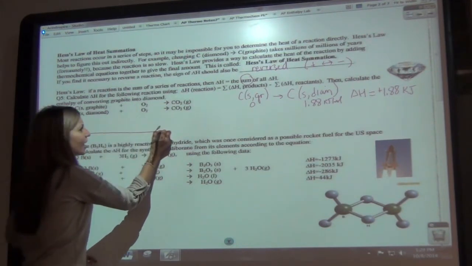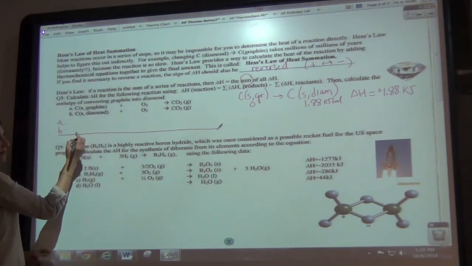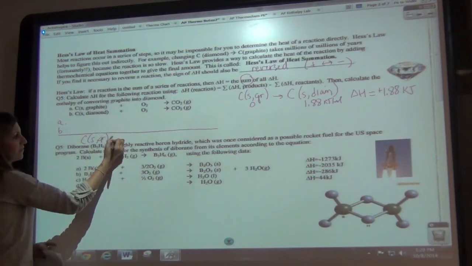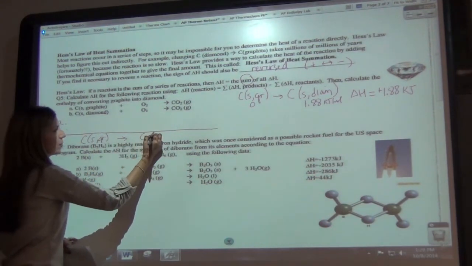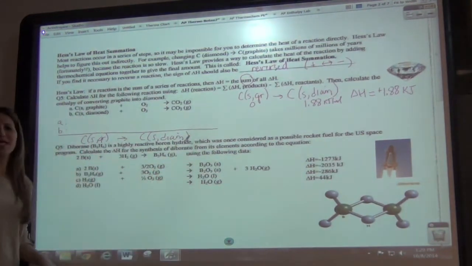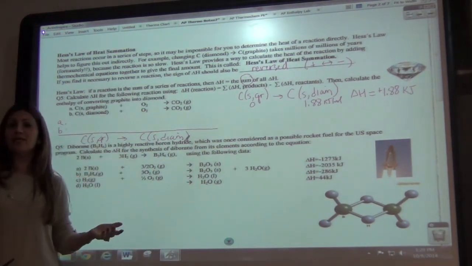And I'm going to do a sum line right down at the bottom. And I'm going to write what I want my final reaction to be. My final reaction is that one right there. It's carbon solid in the graphite form, forming carbon solid in the diamond form. So that's what I want. That's my overall target reaction. Typically, it'll be bolded for you.